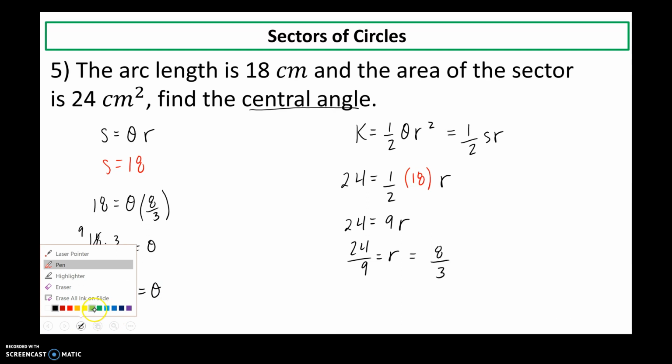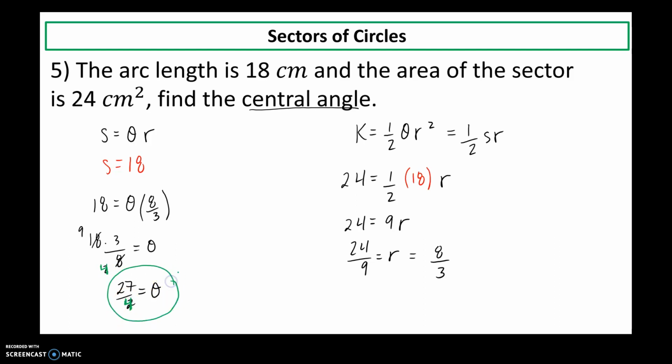I lied. 8 divided by 2 is 4. So 27/4 would be my value of theta. And like we saw in the previous problem, you don't need pi in order for your angle measure to be measured in radians. So theta would be 27/4 radians.